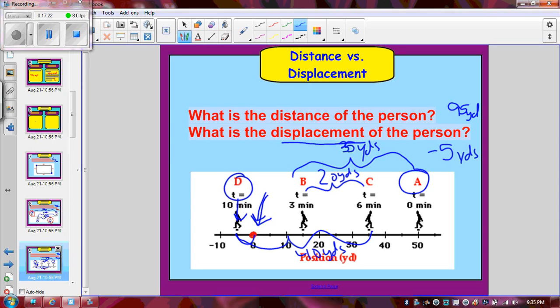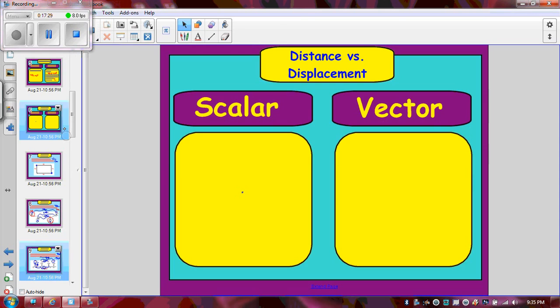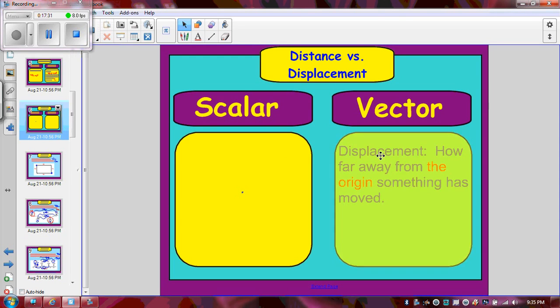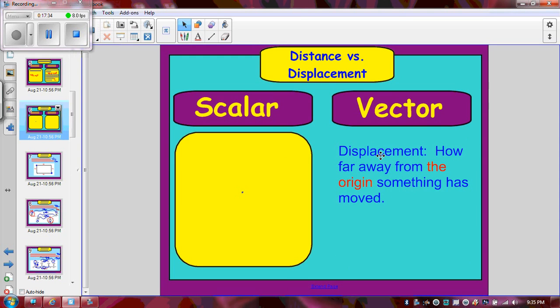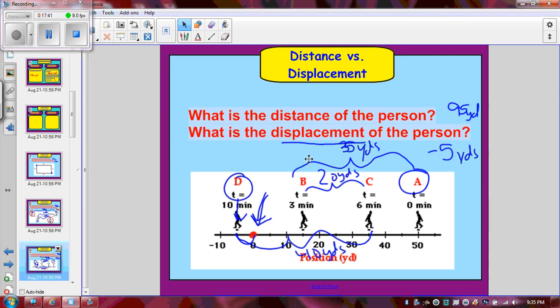Now that brings up a very important point. How can displacement be negative? Remember, back here, displacement was a vector quantity, and vectors define not only magnitude, but also direction, and direction can be negative. So when we look at this problem right here, the negative simply implies direction, and that means negative is to the left of the origin, whereas positive would be to the right.